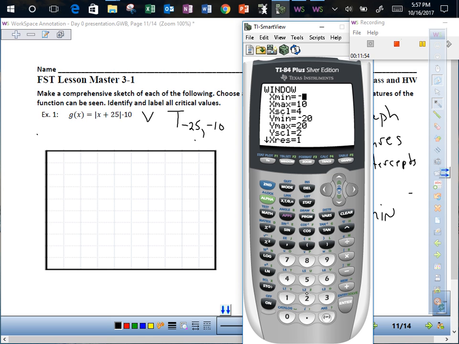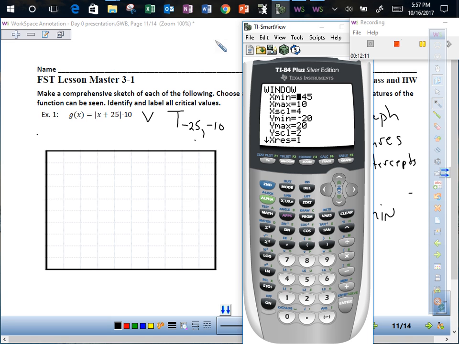So I might go to negative 45. And I might just see if that helps any. Okay? So there I've got a little bit better. So here's what I've got going so far. If I look at my window, I went from negative 45 to 10, give or take something. Right now my y's are going from negative 20 to 20.